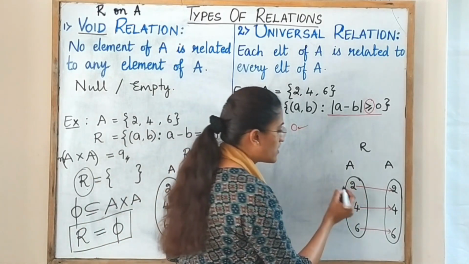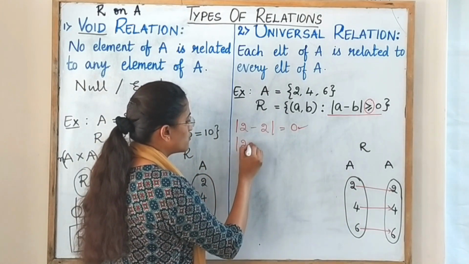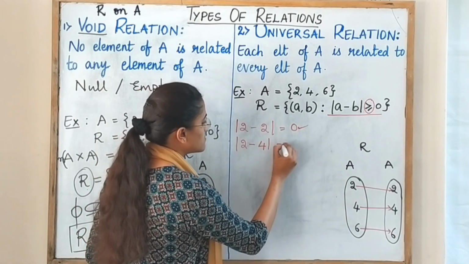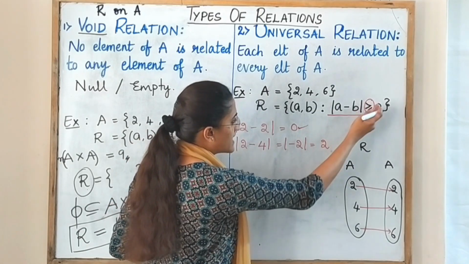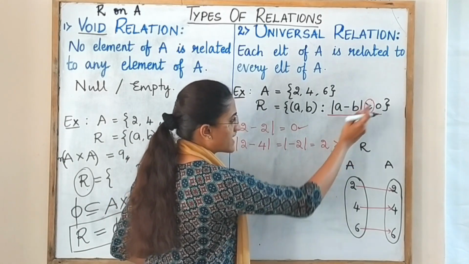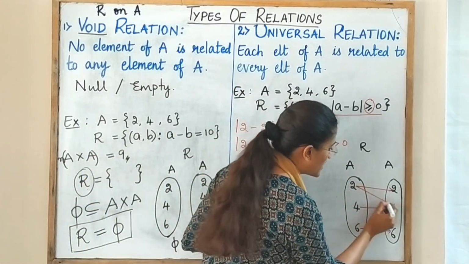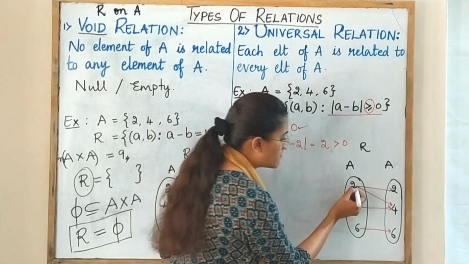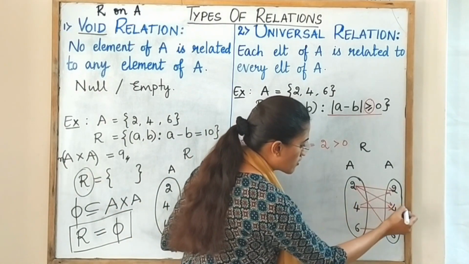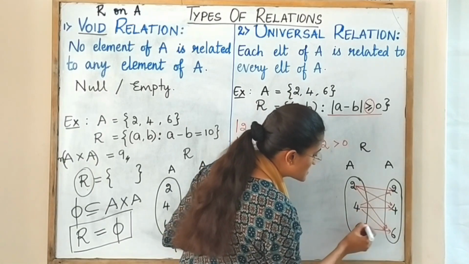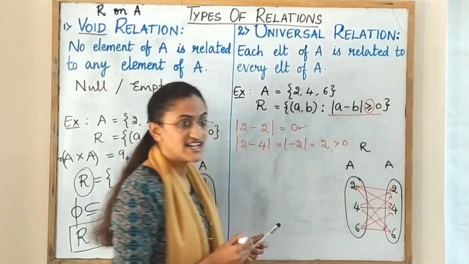Now if we take these two elements, check out 2 minus 4, which gives us modulus of minus 2, which is 2, and again greater than 0, again satisfying the given condition, and hence you can connect 2 and 4. In the same way you can even connect 2 6, 2 4, 2 2, 4 4 has been connected, 4 6, and in a similar fashion 6 2 and 6 4.